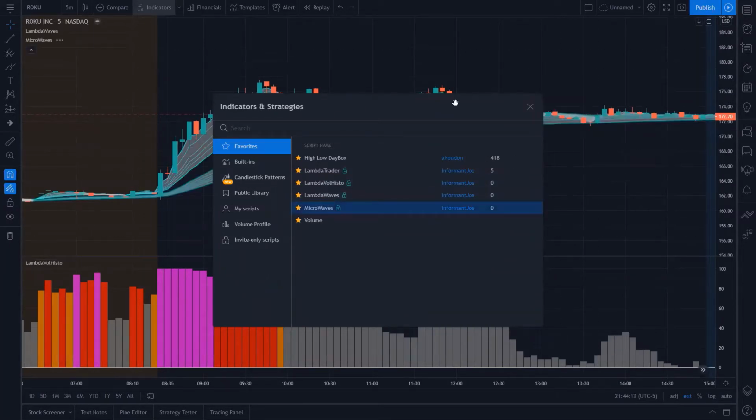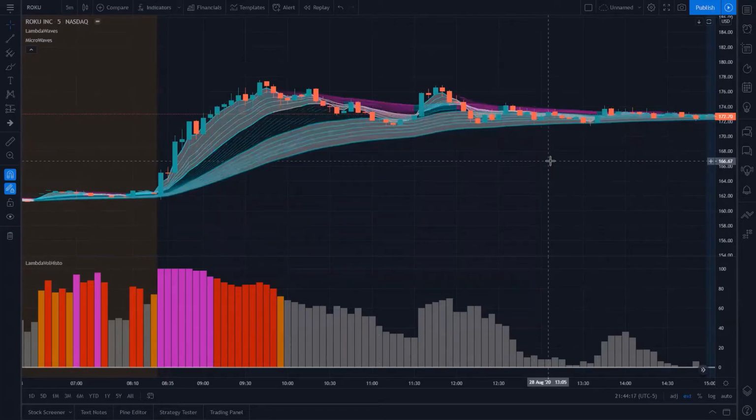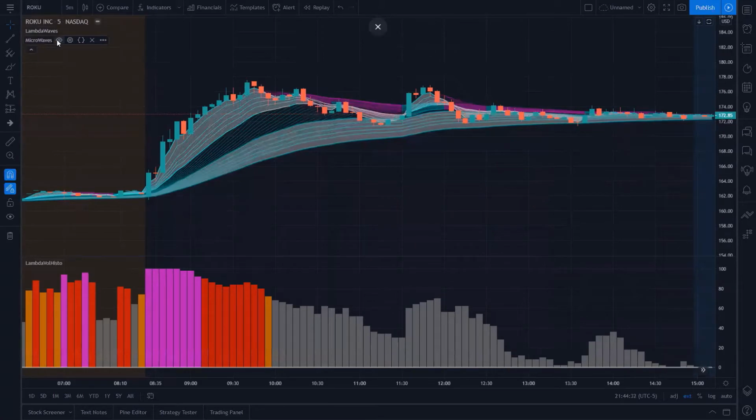It's going to pop up the actual charts here. Now, for my particular preference, I don't actually like using microwaves all the time. They are exactly as their name implies: they are micro trend indicators. So I'm going to turn them off at this point in time.